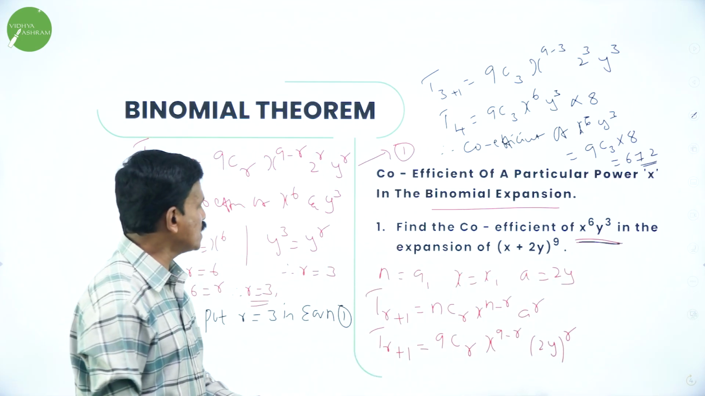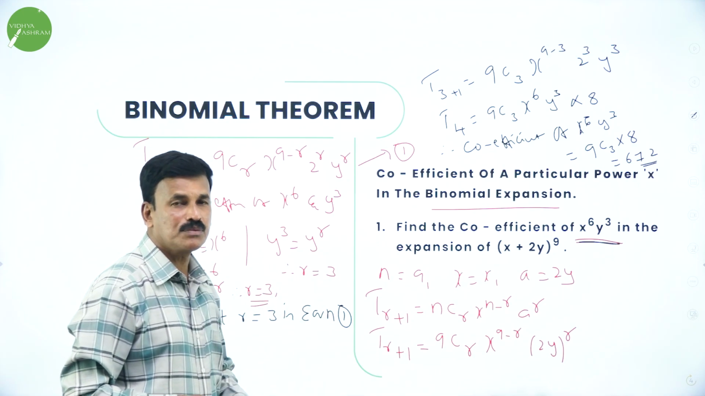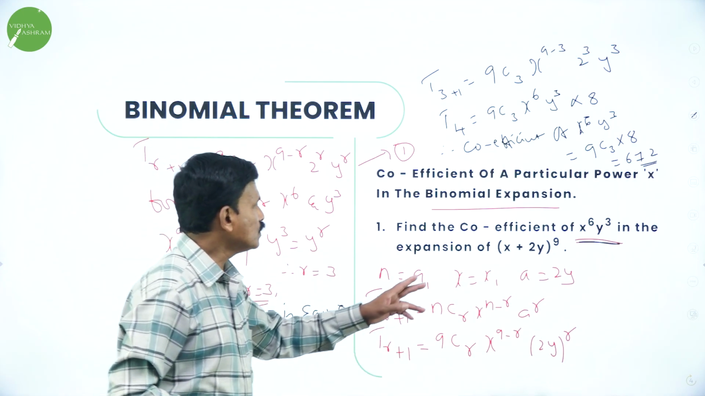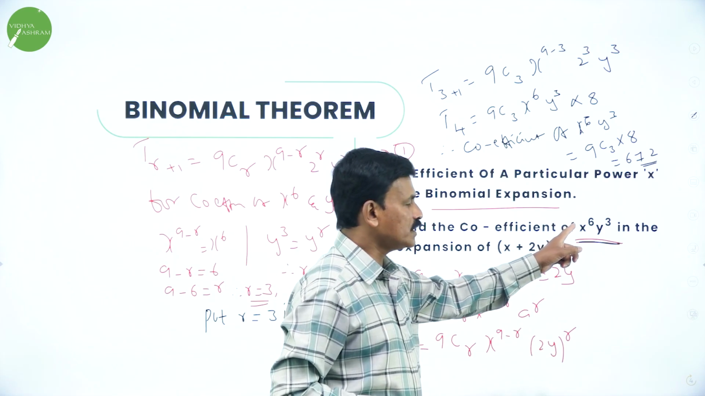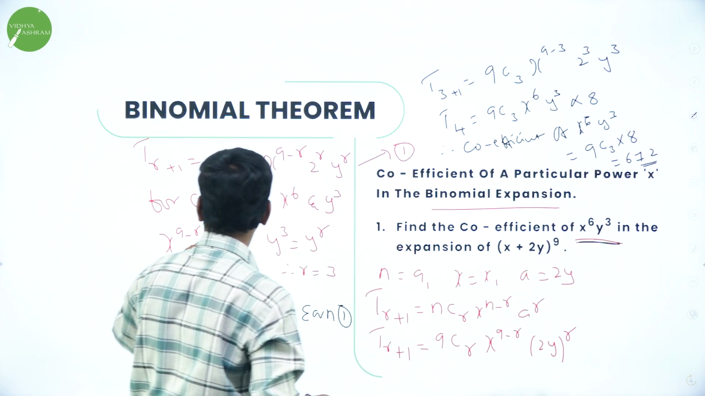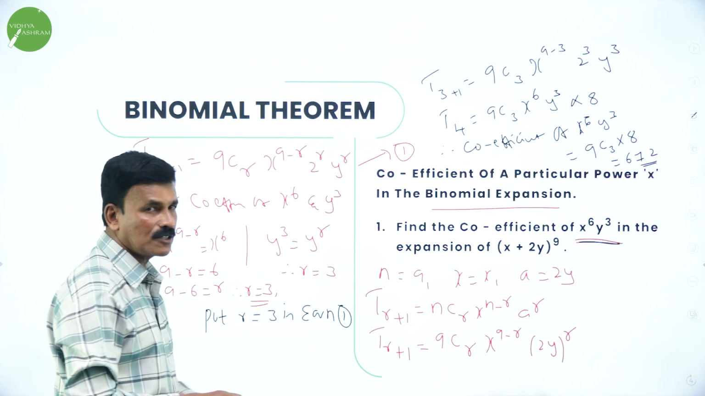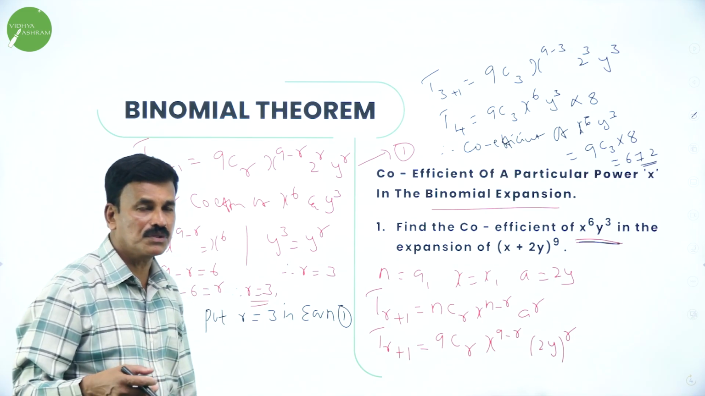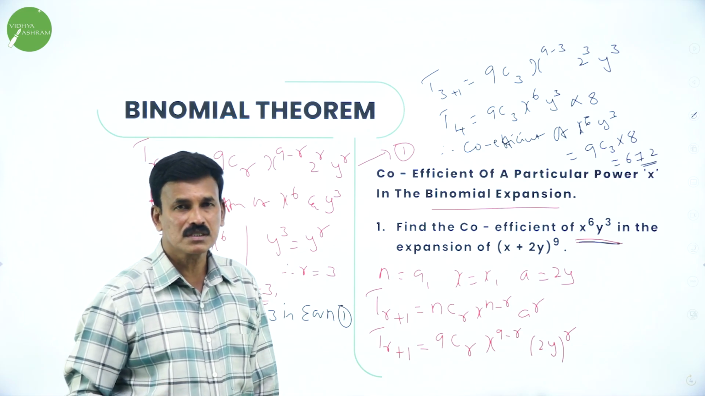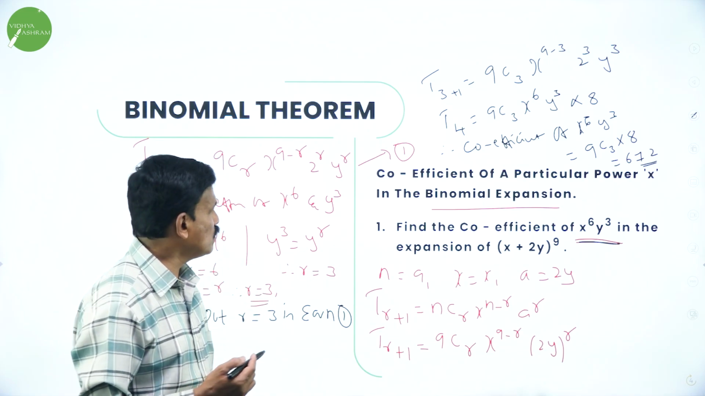That's it. Very simple. Just find out the nth term, the T(r+1) term. So just equate the power of x as 9 minus 6 and the power of y as 3. Solve it, you will get the value of r as 3. Substitute in equation number 1, you will get the required answer. That's it. Now, move on to a similar type problem.